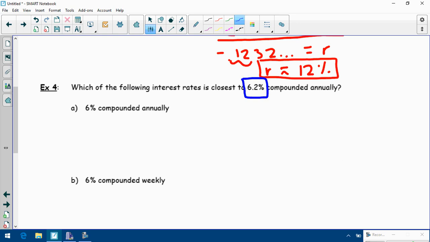Now, since all these words compounded are in there, what formula did I say to use yesterday if we were compounding?